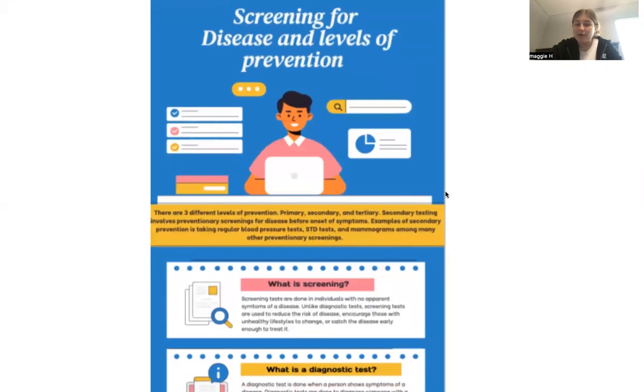Hi, everyone. Today I'm going to be talking about screening for disease and the different levels of prevention that epidemiologists use in order to reduce the risk of disease in the population. So the first thing I'm going to talk about is the levels of prevention.